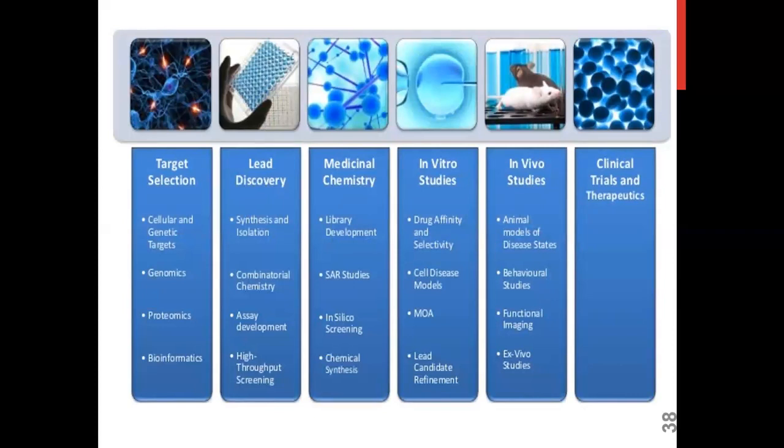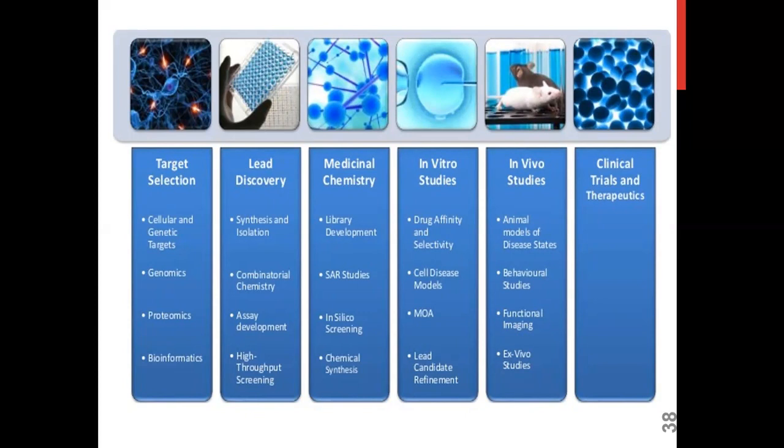The drug discovery process involves the following stages. First is target selection, wherein cellular and genetic targets are selected using genomics, proteomics, and bioinformatics. Lead discovery, wherein we synthesize and isolate the molecules, and the approaches used are combinatorial chemistry, assay development, and HTS, high throughput screening. Medicinal chemistry involves the development of libraries of drug molecules, structure-activity studies, in silico screening, and the synthesis part.